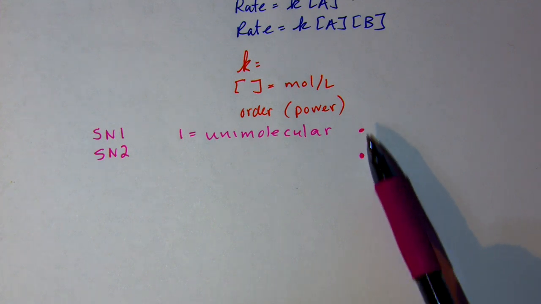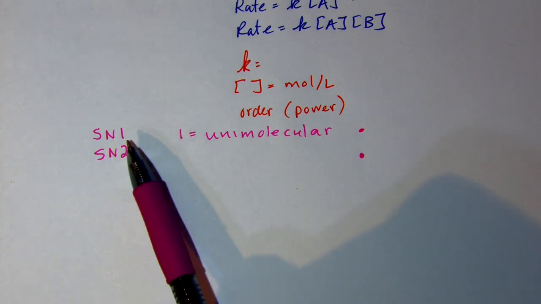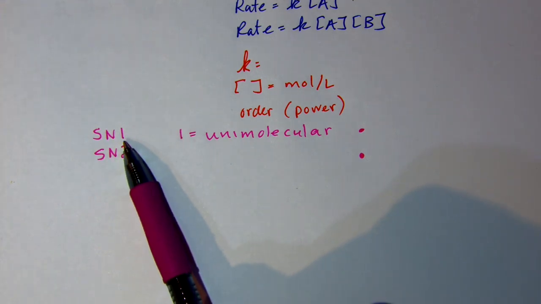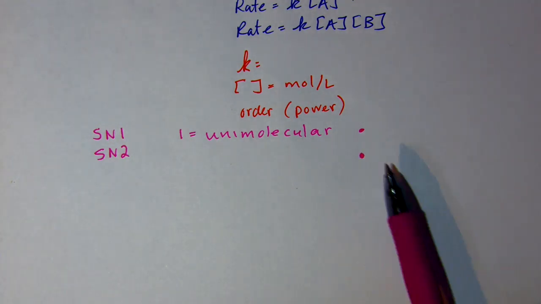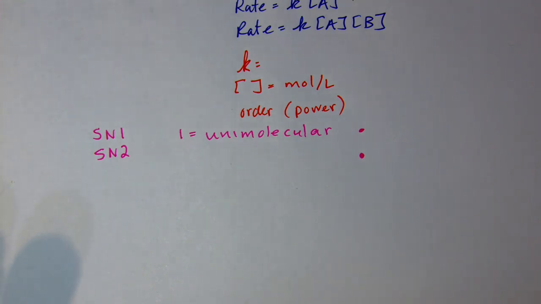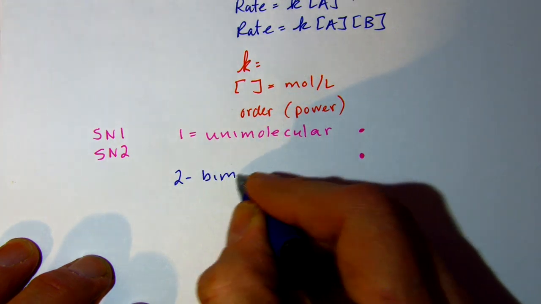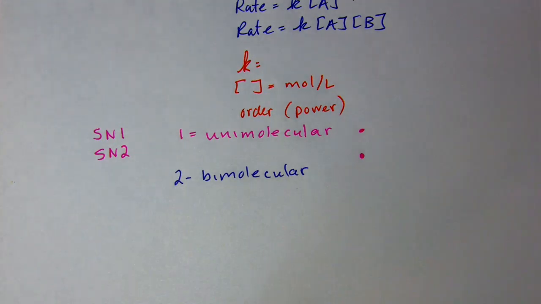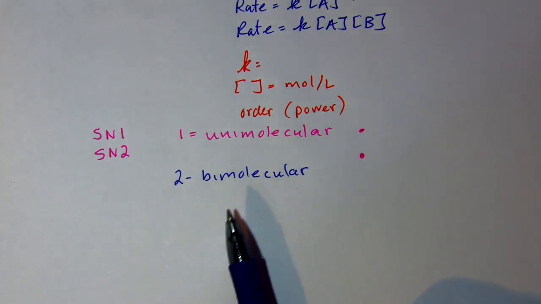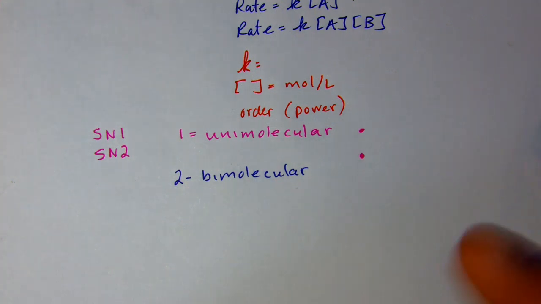So in SN1 reactions, we can have more than one step. That's not really what this is about. But it means only one substance in that reaction affects the overall rate. Okay? And in SN1 reactions, that is from the leaving group. Okay? 2 then is bimolecular. And what that means is there are 2 substances that affect the rate of the reaction. And we'll talk about that too.